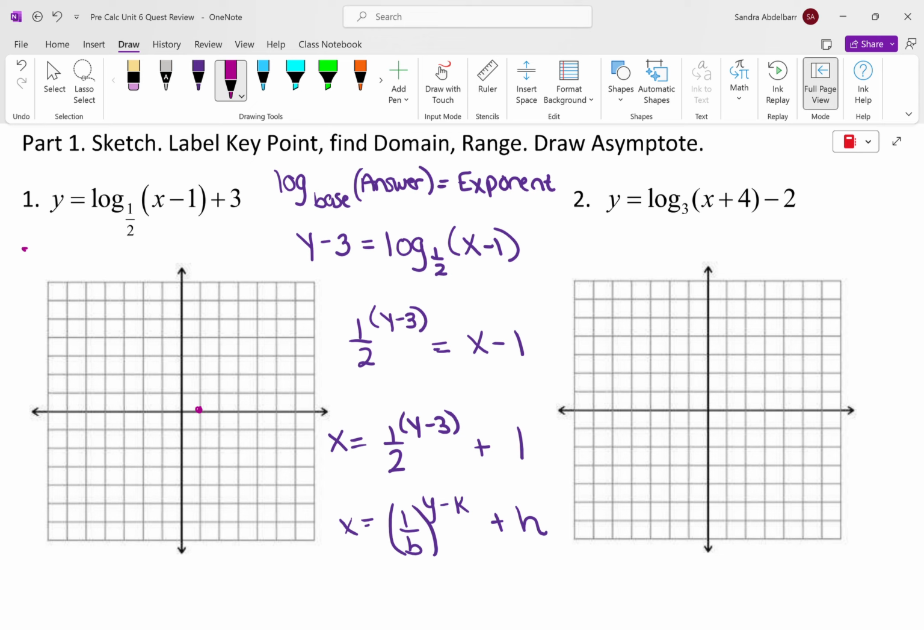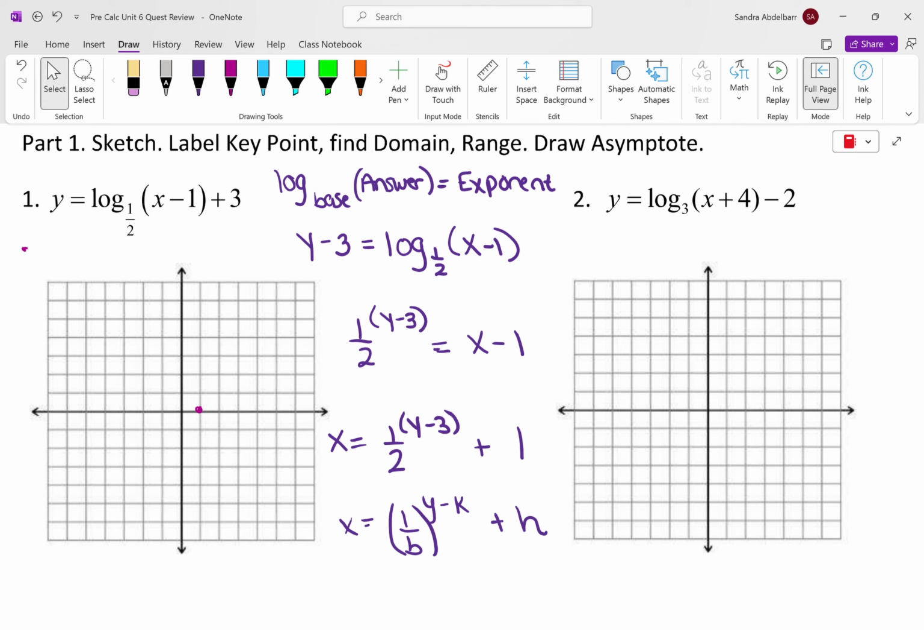Did you watch my video? I did, but I didn't get that either. Okay, so basically, a log is the inverse of an exponential. And when you have an inverse function, you're essentially switching x and y. So the key point for an exponential was 0, 1, right? Since it's the inverse, you switch your domain and range, so that 0, 1 becomes 1, 0. That's why we switch it.